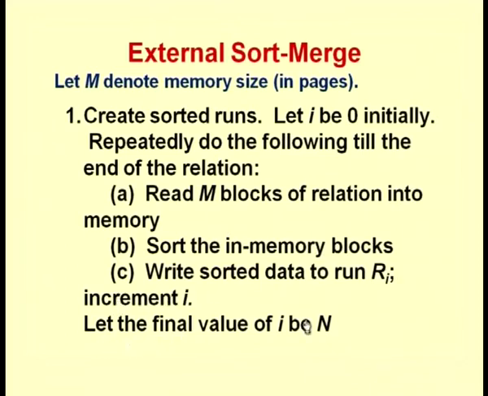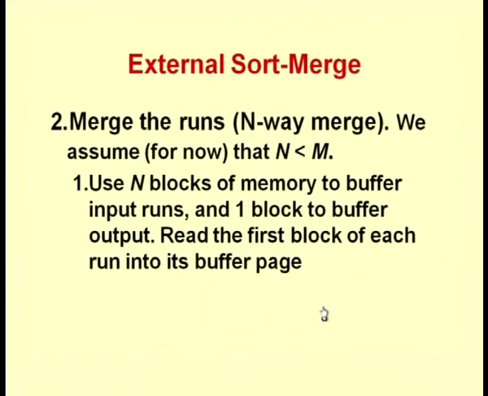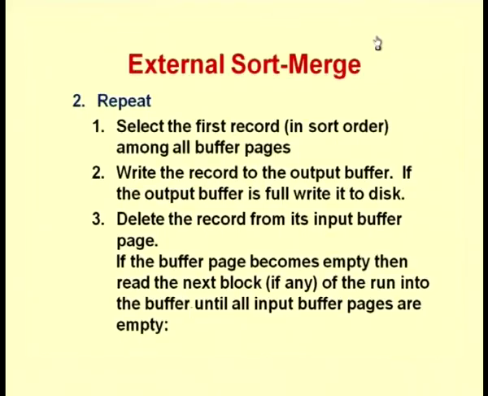After you have sorted the runs, you merge them. It is an N-way merge. We assume for now that N is less than M. Use N blocks of memory to buffer the input runs and one block to buffer the output. You read the first block of each run into its buffer page. That is the external sort merge, and then you keep repeating.